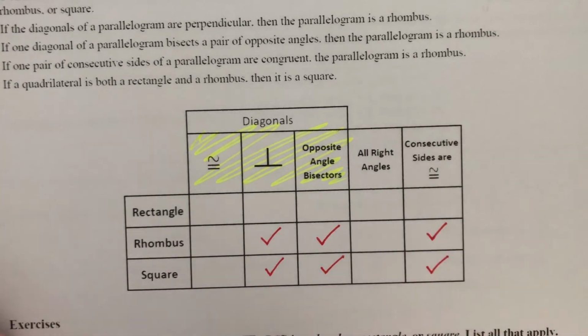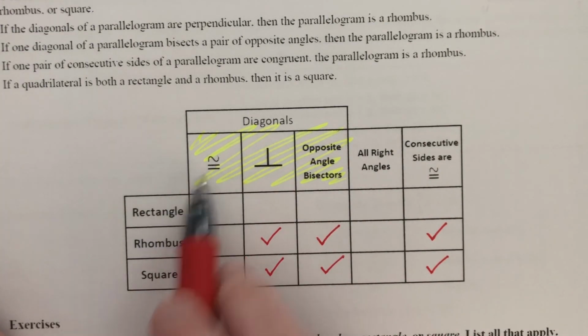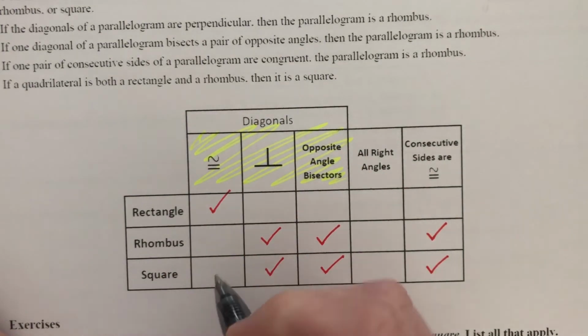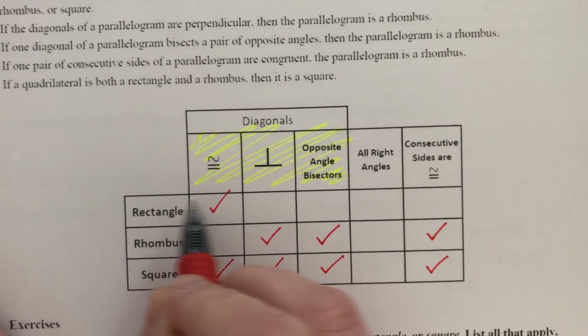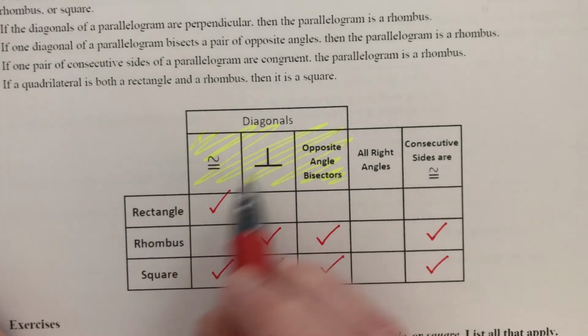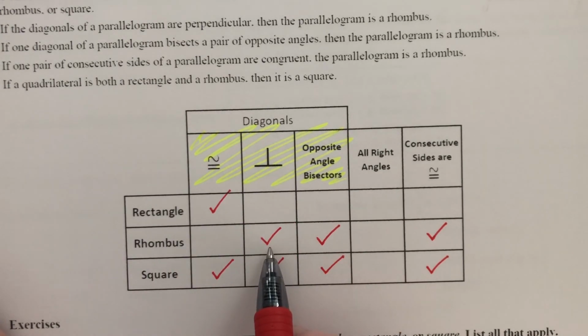What qualifies as a rectangle? Are the diagonals of a rectangle congruent? Yes, they are. And if that's true for a rectangle, we know it also has to be true for a square, because everything that qualifies as a rectangle also qualifies as a square. Okay, the diagonals of a rectangle are not perpendicular. If they are, then it qualifies as a rhombus.